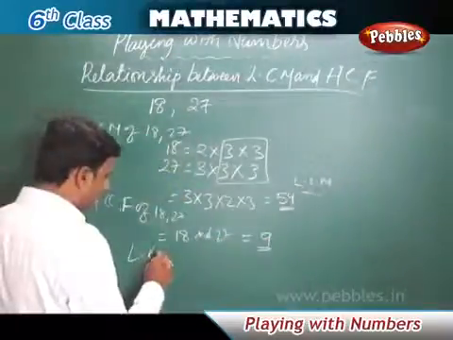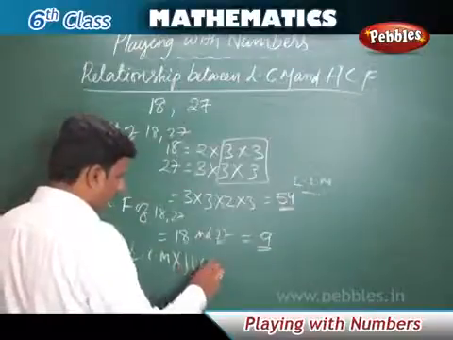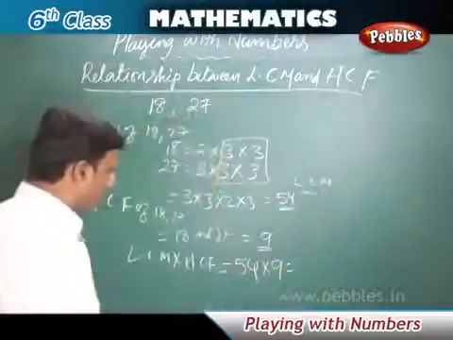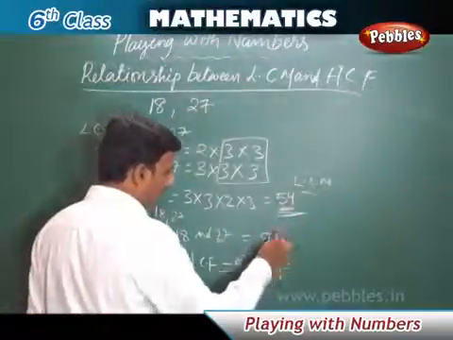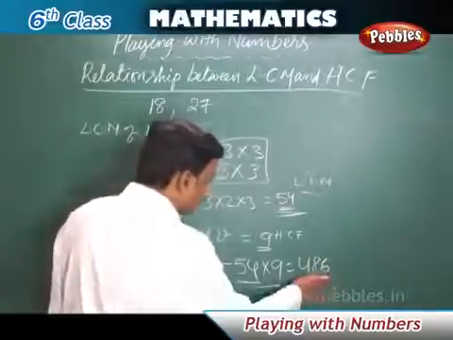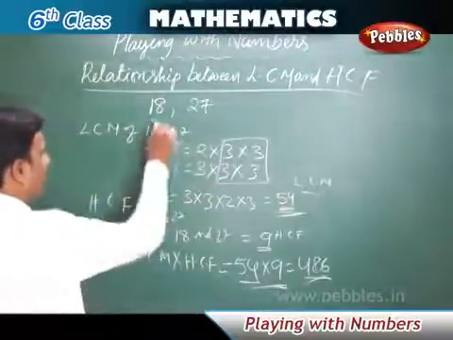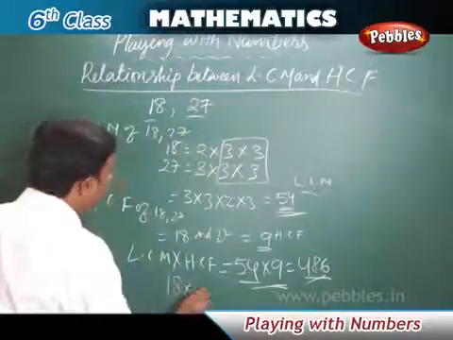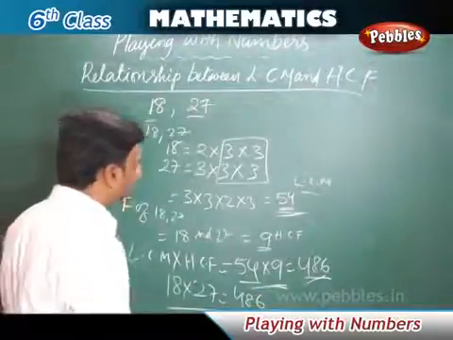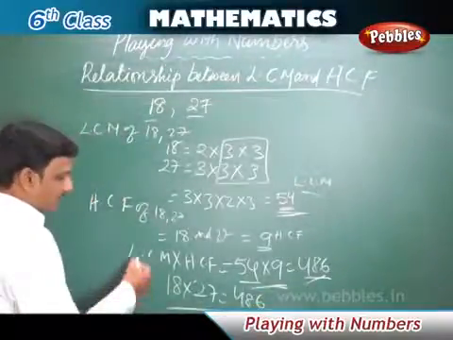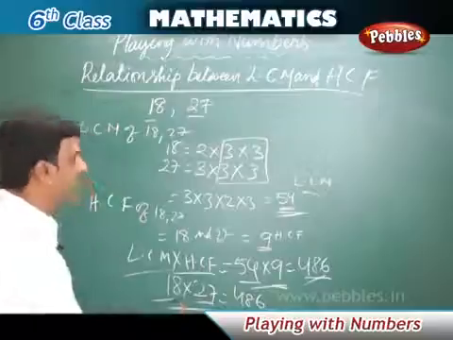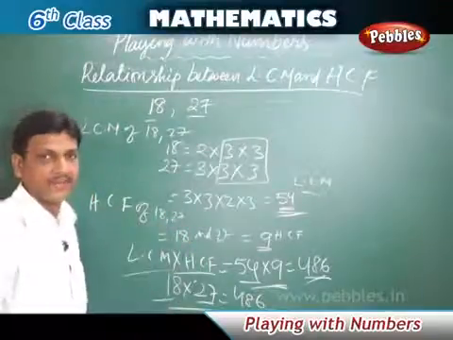Now let us see LCM into HCF. LCM 54 into 9. The product of LCM and HCF is equal to 486. If we multiply the given 2 numbers, 18 into 27, we get 486. So what is the relation we find here? The product of LCM and HCF of the given numbers is the product of those numbers. So that is the relation between LCM and HCF.